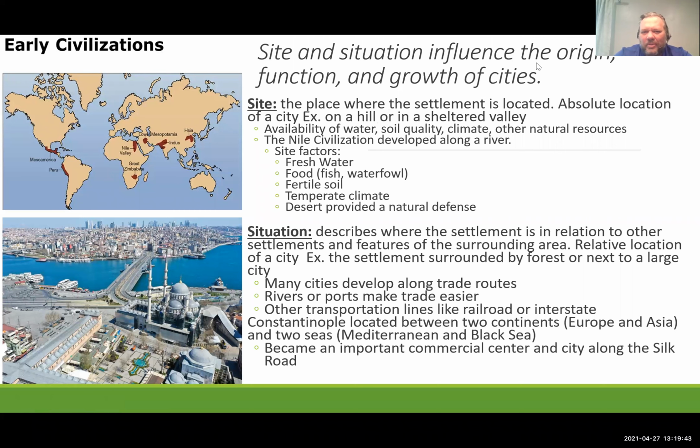So, here we go. Site and situation definitely influence the origin, function, and growth of cities. So remember, site, this is just your definition here. The place where the settlement is located, it is the absolute location. All right. And so when we think about site, I want you to think about things like, what are some of the physical characteristics of where you're at? Is there a water source? What's the soil quality like? What's the climate like? Are there any other natural resources there?